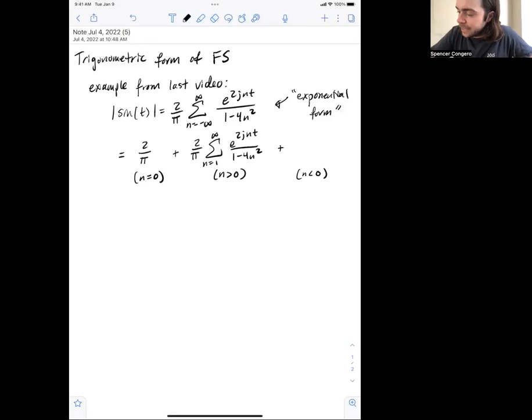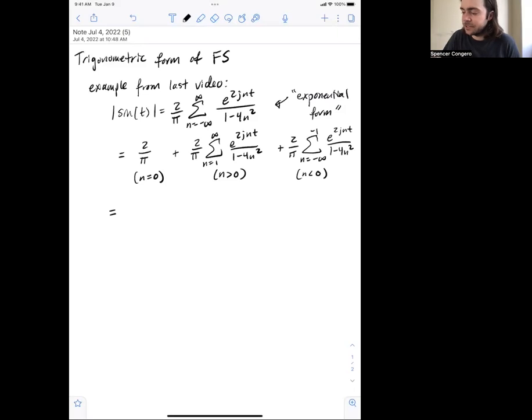And what about when n is negative? I'm going to have 2 over pi times the sum n is negative infinity to negative 1. So that's when n is negative of e to the 2j nt over 1 minus 4n squared. Okay, so that's what I get. And now I want to try and combine the second two sums. So what can I do?